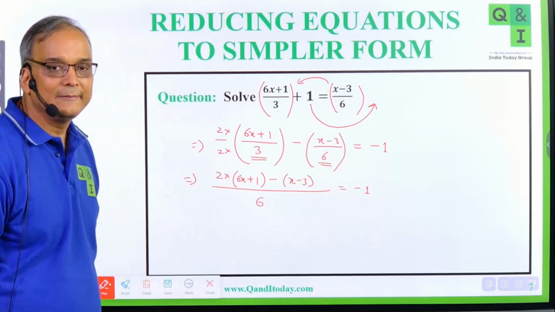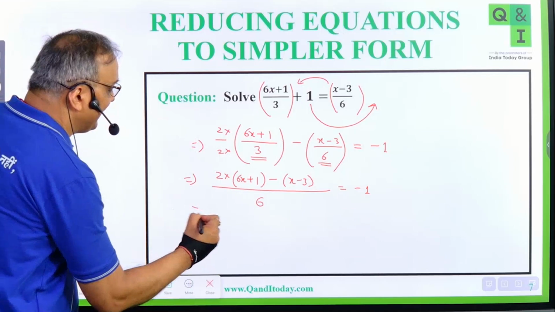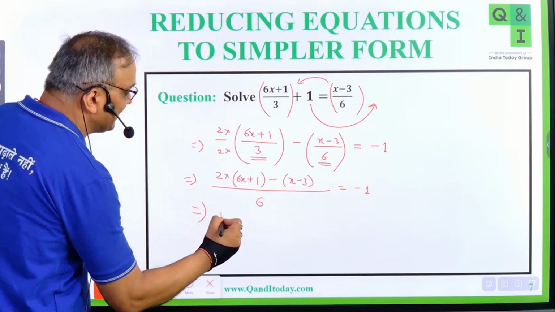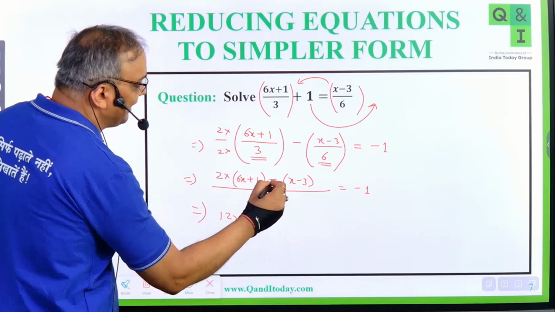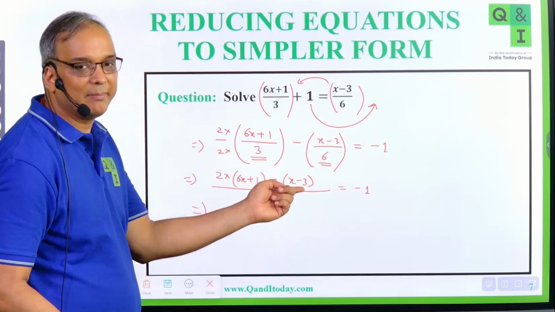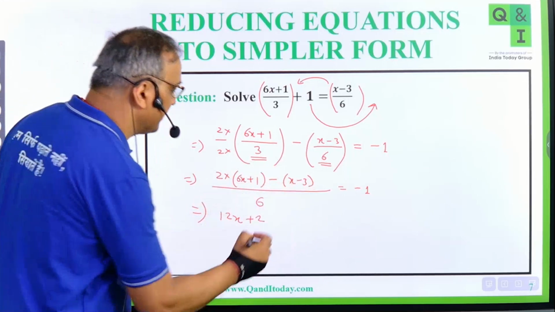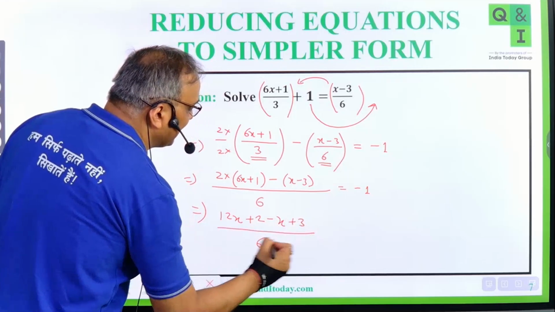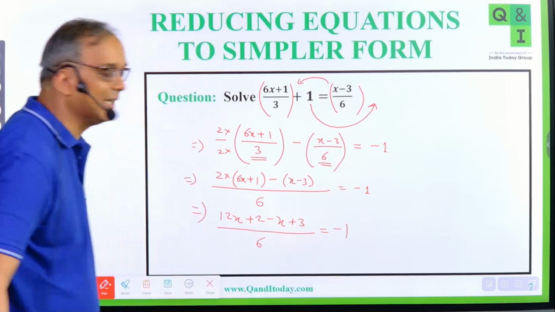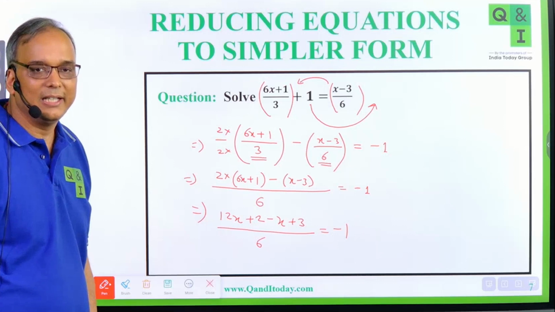Is this clear? Then the next step, 2 times 6x is 12x plus 2. And then the negative sign, when you take it inside the bracket, both the signs will change here. So this will be minus x and plus 3, divided by 6, is equal to minus 1. Clear?